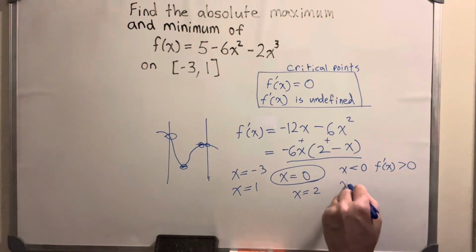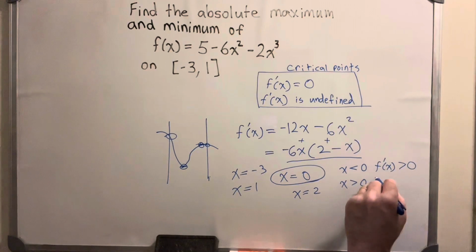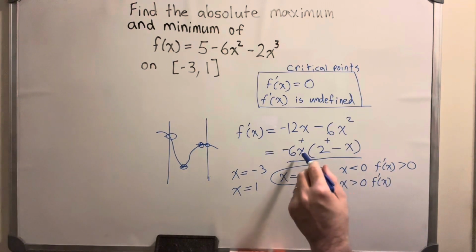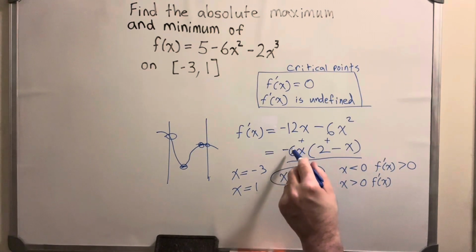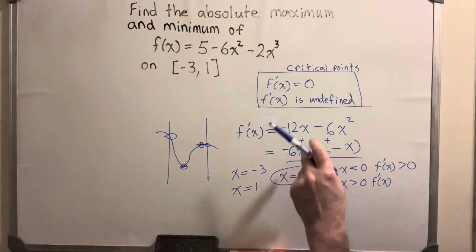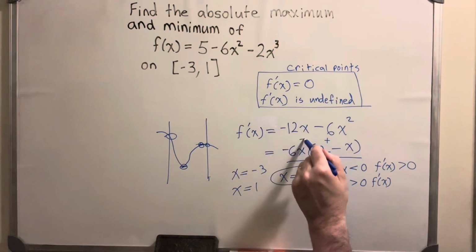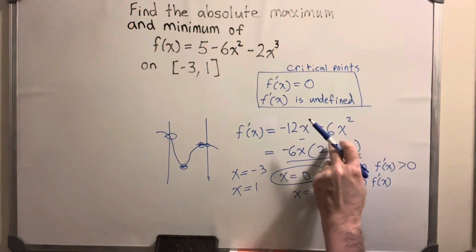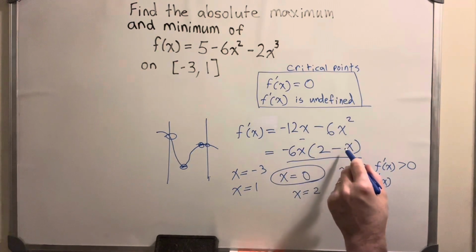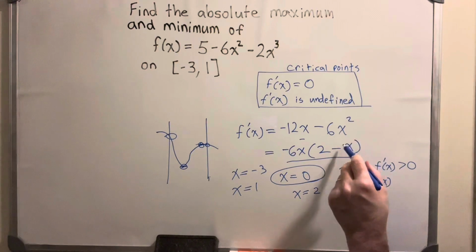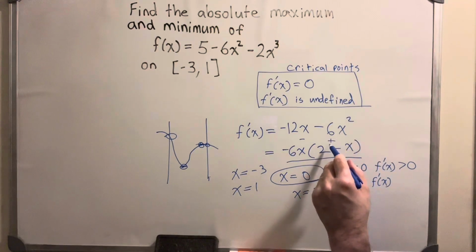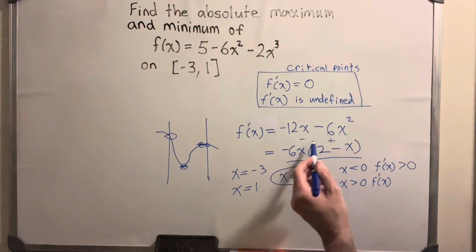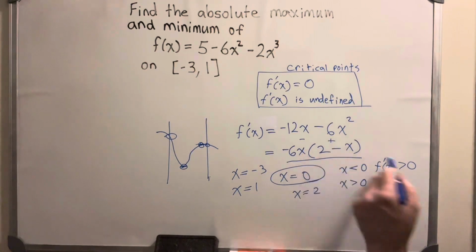How about for x slightly greater than 0? What would the slope be? Well, if x is slightly greater than 0, then it's positive. -6 times a positive number is negative. And 2 minus a number slightly greater than 0 would be a positive value. Negative times a positive is a negative.